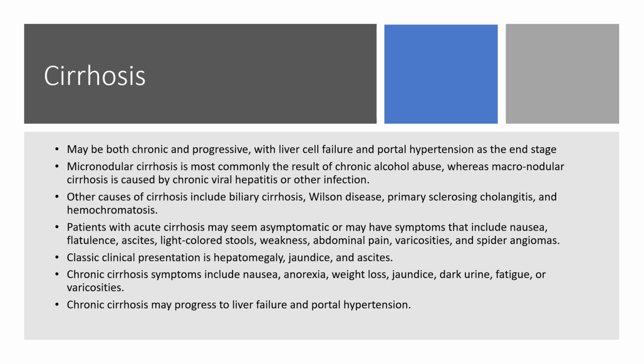Classical presentation is going to be that hepatomegaly, that enlarged liver that we talked about, jaundice, they're going to start to turn orange, and ascites. Chronic cirrhosis symptoms include nausea, anorexia, weight loss, jaundice, dark urine, fatigue, and again, those varicosities. We see varicosities around the esophagus and also around the spleen. Chronic cirrhosis can progress to liver failure and to portal hypertension.